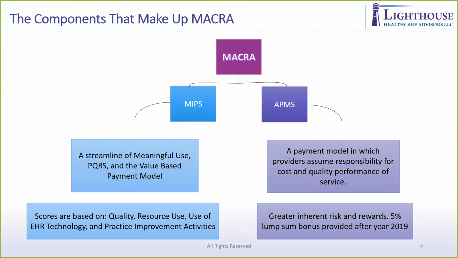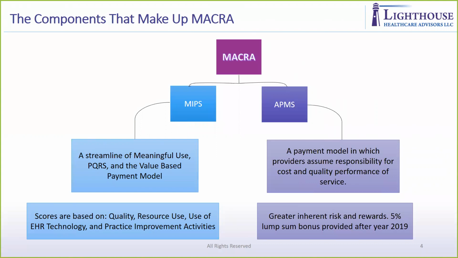APMs is a payment model in which providers assume responsibility for cost and quality performance of service. It really shifts accountability onto the providers. This means that there's greater inherent risk, but also greater inherent rewards. 5% lump sum bonus to providers after 2019. There are APM models that are eligible today.